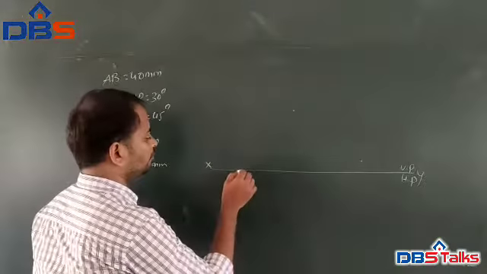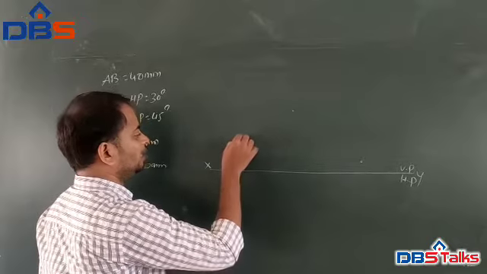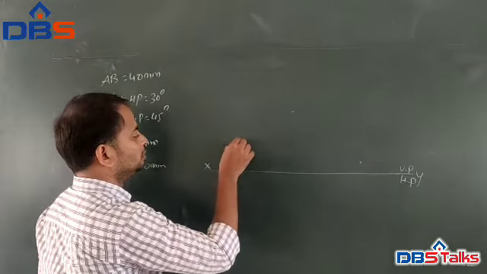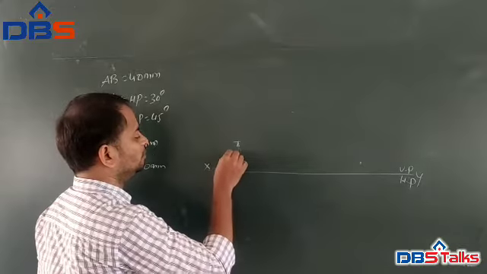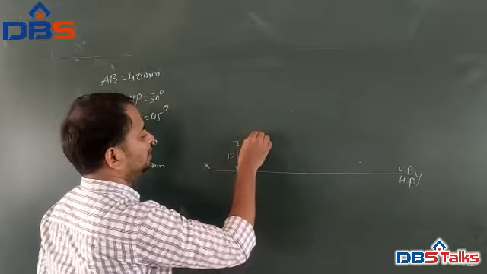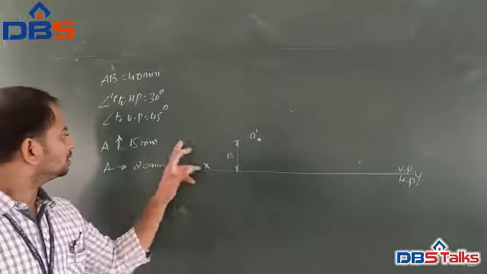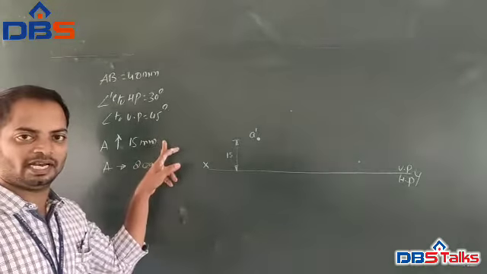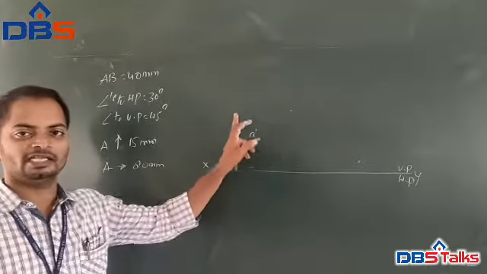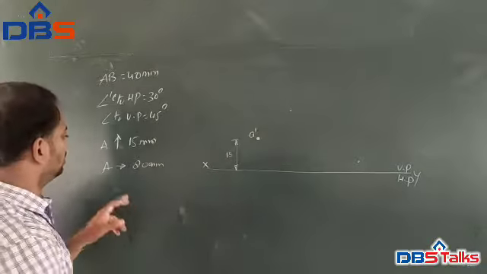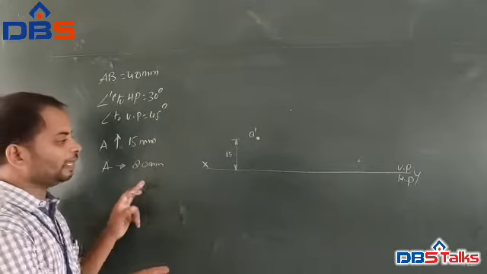There, A is 15 above. That means from the XY, draw a line showing a dimension of 15. That is the point A dash, since A is 15 above HP. HP related means we have to show it in the front view. The indication of front view is dash. Then A is 20 mm in front of VP.